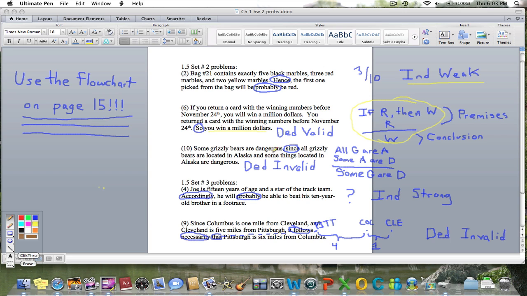Number 10 here is a deductive argument. We actually don't have a conclusion indicator. We have a premise indicator in this case, the word since. So it reads, some grizzly bears are dangerous since all grizzly bears are located in Alaska, and some things located in Alaska are dangerous. Our conclusion then is some grizzly bears are dangerous, which I've abbreviated over here, some G are D. And our first premise, all grizzly bears are located in Alaska, all G are A. Some things located in Alaska are dangerous. It's the second premise, some A are D.